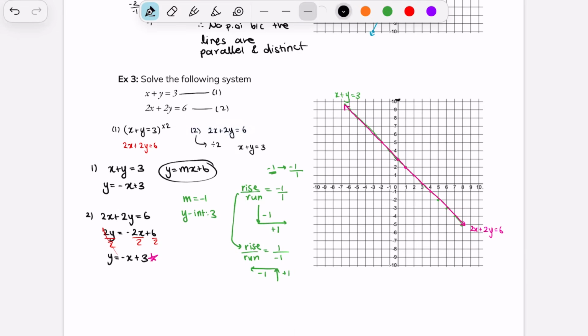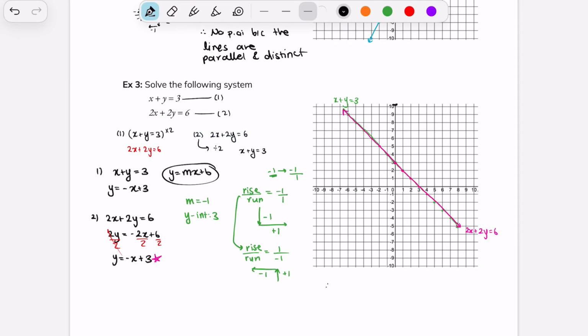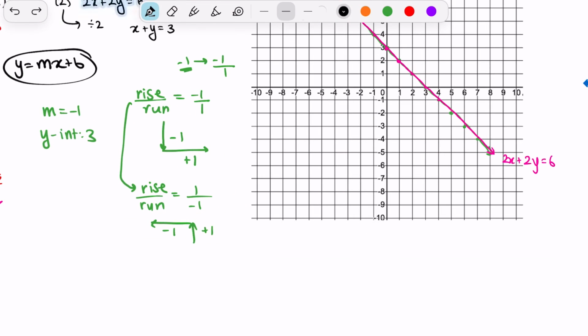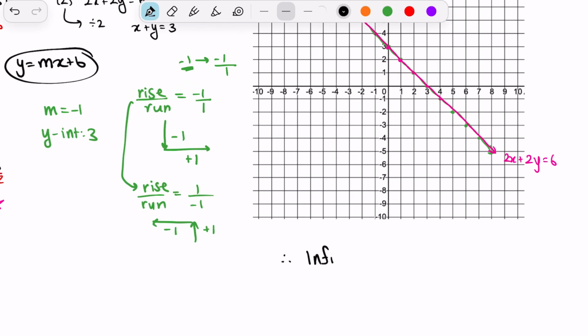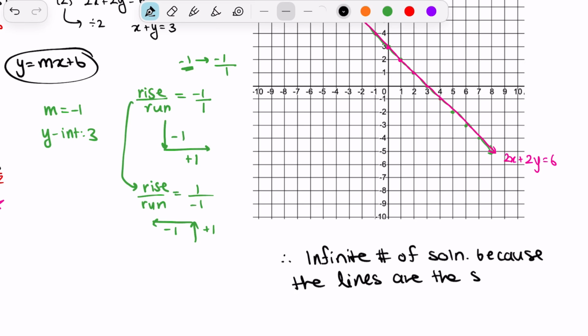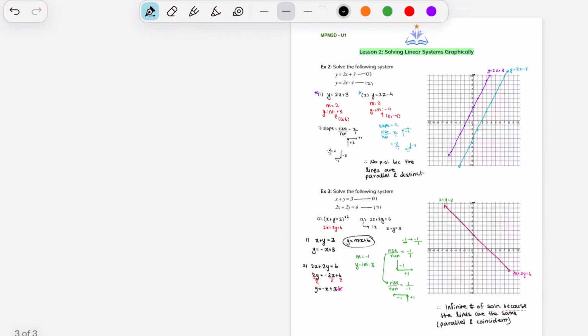So therefore from this we can say that we have an infinite number of solutions because the lines are the same. You could also say they are parallel and coincident. Parallel and coincident.